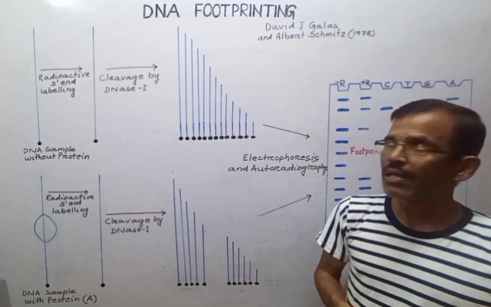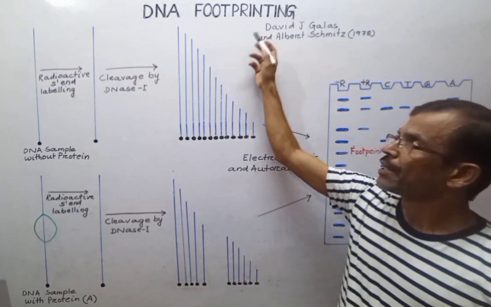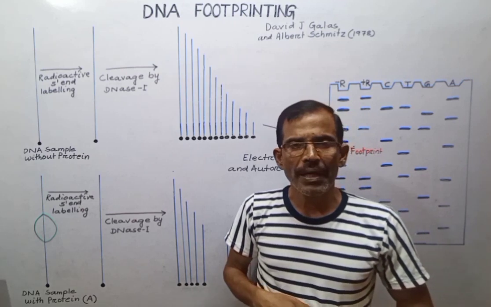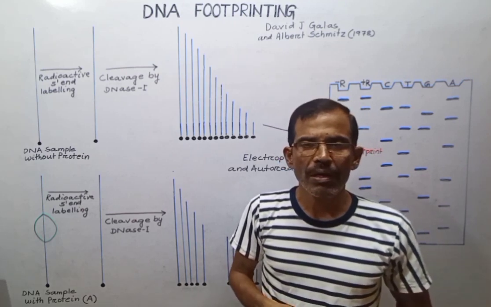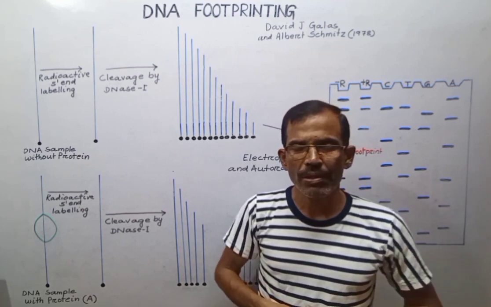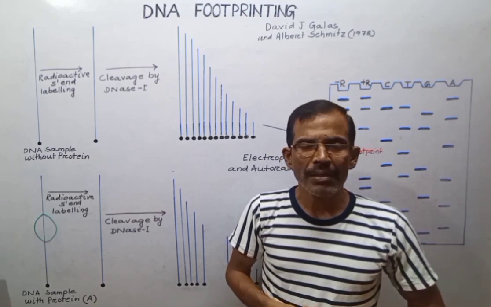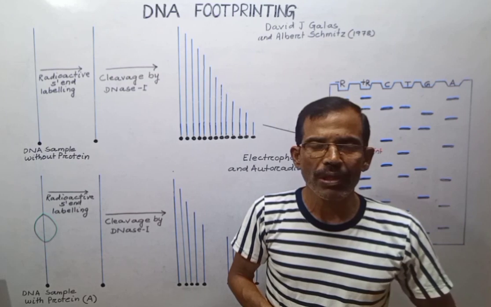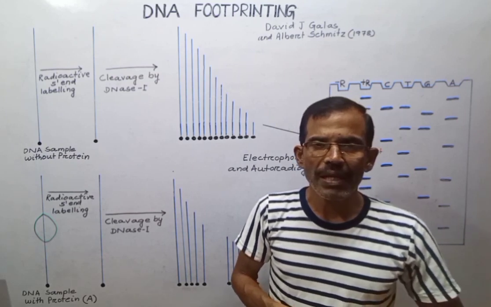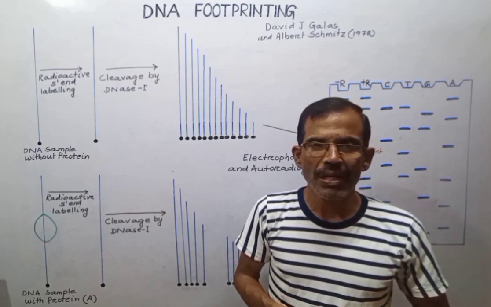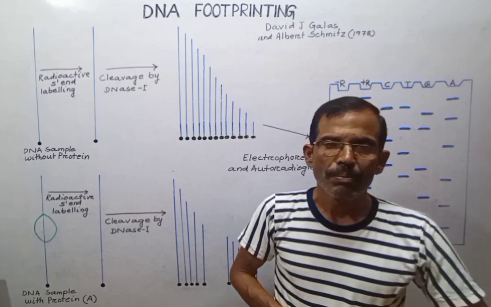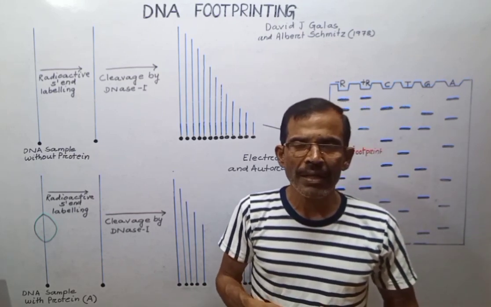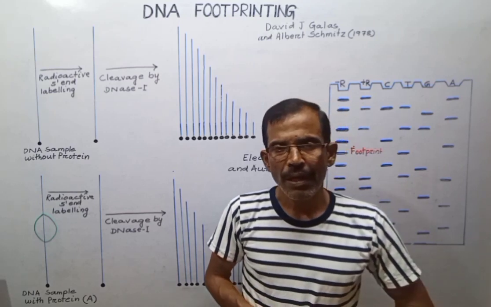Friends, today we shall discuss DNA footprinting. DNA footprinting is a technique in molecular biology by which we can determine the sequence specificity of DNA binding proteins. So this technique is used to study the interactions between DNA and proteins both within and outside cells.